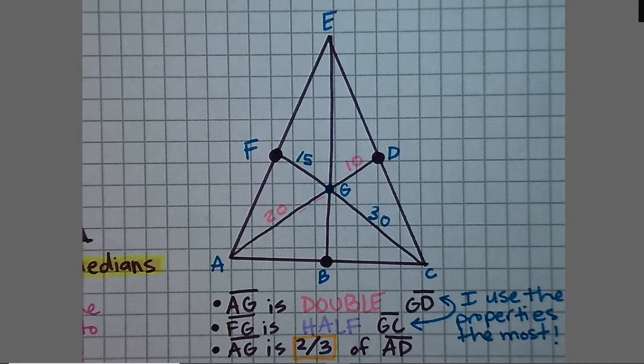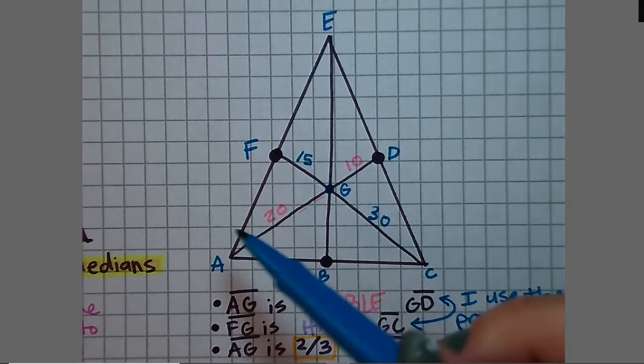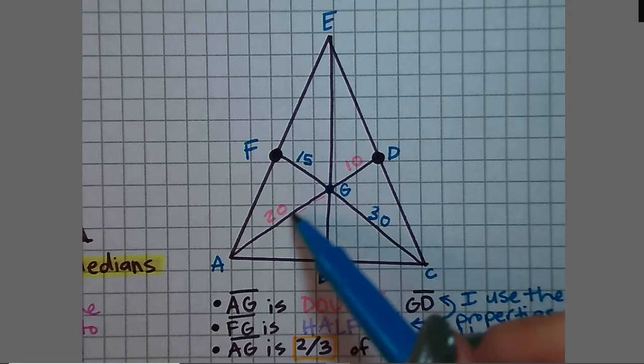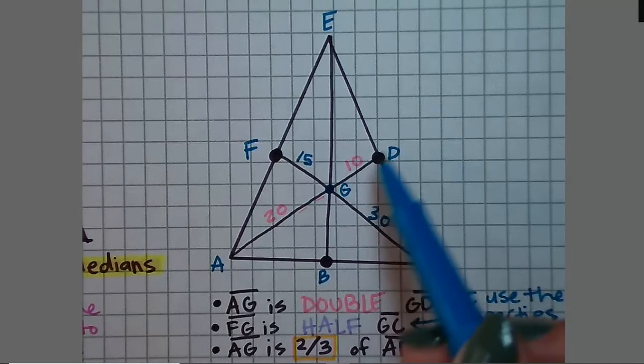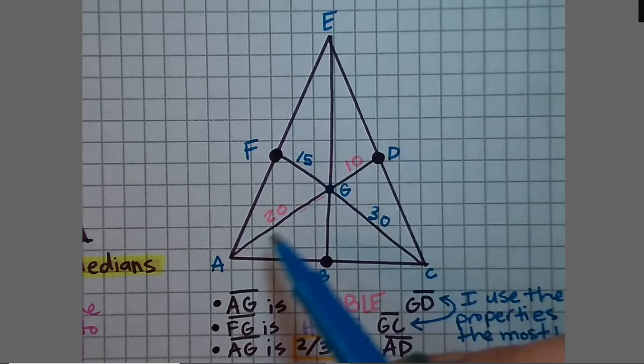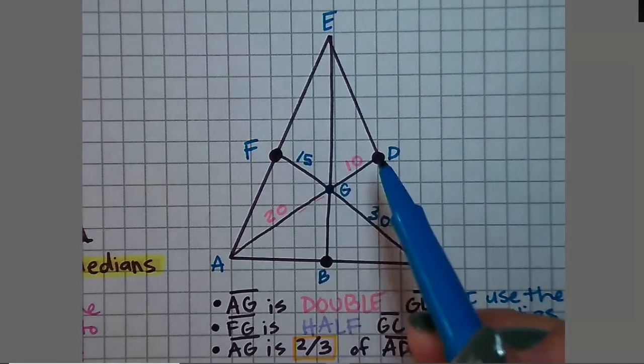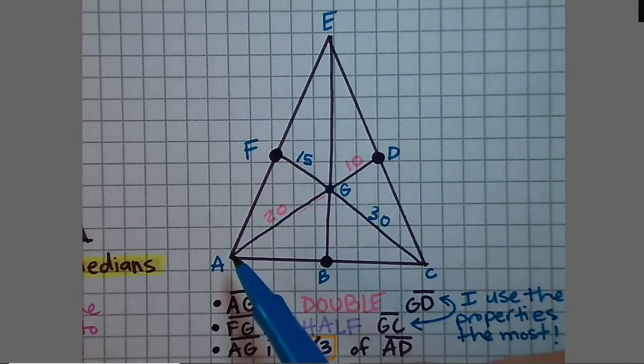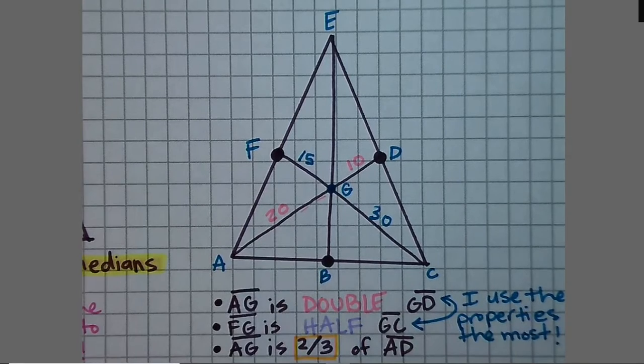Another way that we could look at this is that AG is 2/3 of AD. So this part of the segment right here is going to be 2/3 of the entire median. If this entire median is 30, so AG plus GD would give you the whole AD, then this is going to be 2/3 of 30, and 2/3 of 30 is 20. That sounds a little bit weird right now, but we'll get into some examples, and I can start to show what's going on.